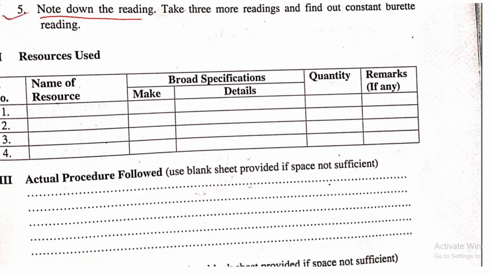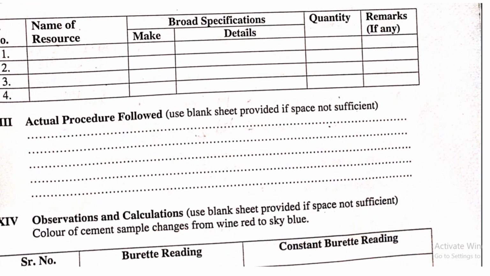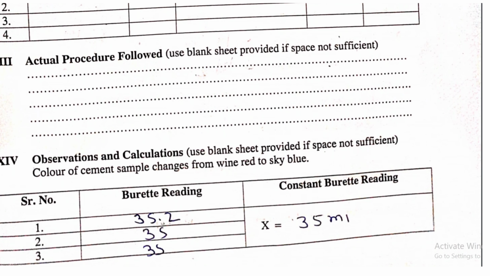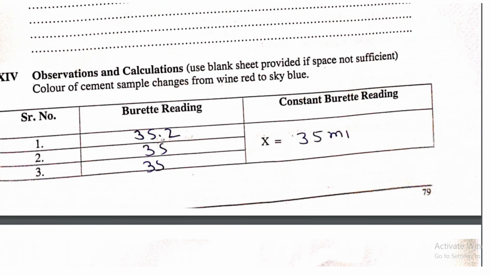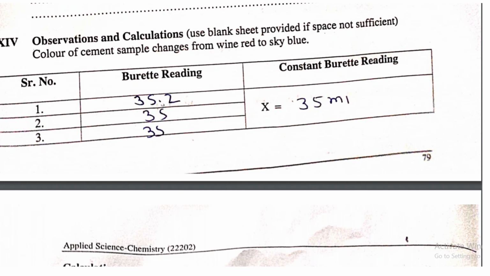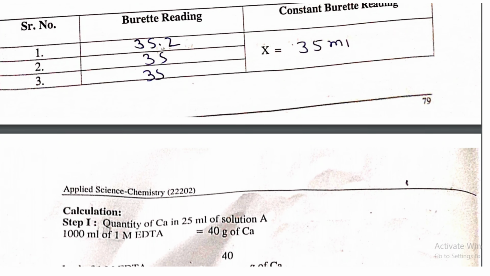In resources used, you have to write down any 4 resources which are given in the above table. In actual procedure followed, write important points, especially part second. Observation and calculation: constant burette reading is 35 ml.